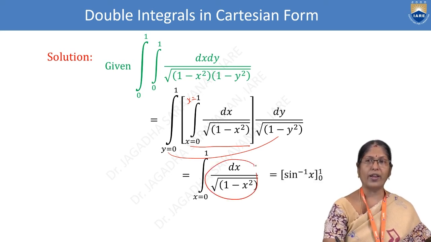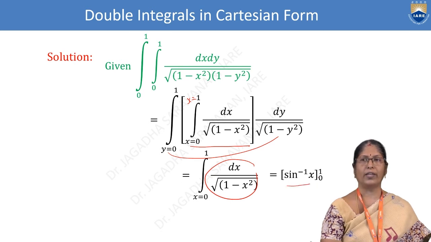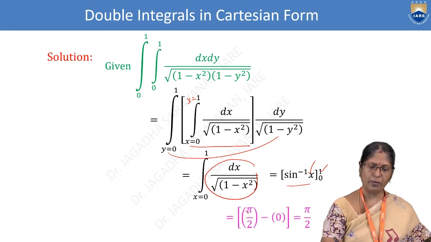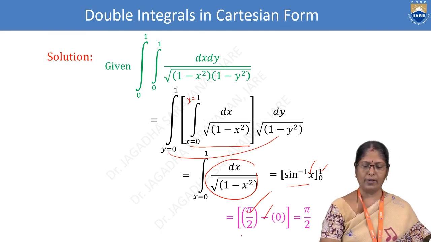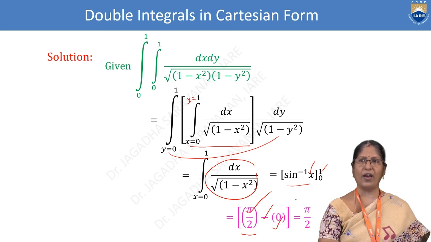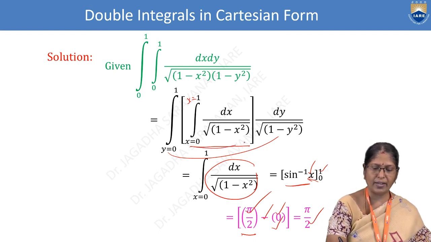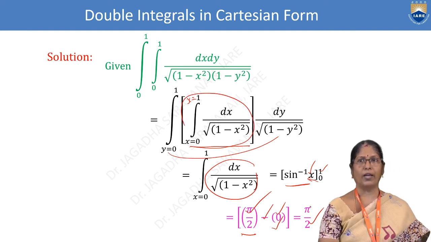This particular integration is sine inverse x, 0 to 1. At the upper limit 1, sine inverse 1 is nothing but pi by 2. This is the formula: upper limit minus lower limit value. We are getting 0 because we substituted 0 in place of x, and sine inverse 0 is 0. So the final answer for this interior integration is pi by 2.